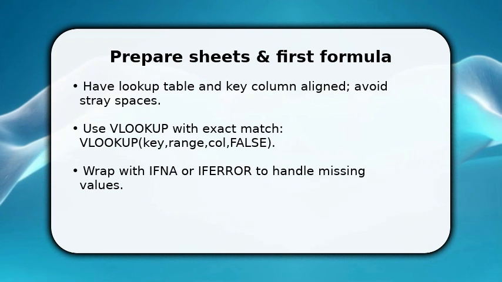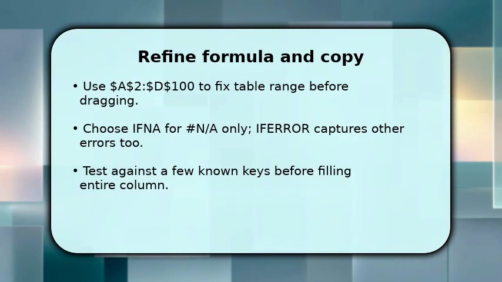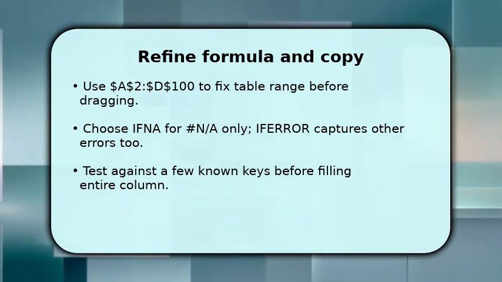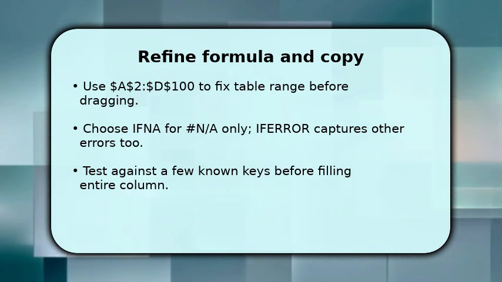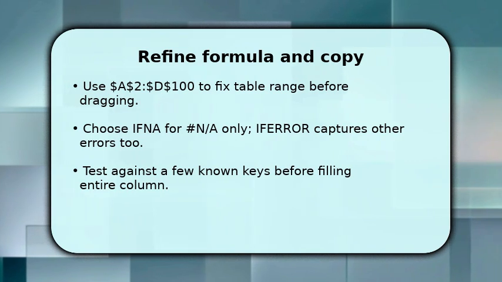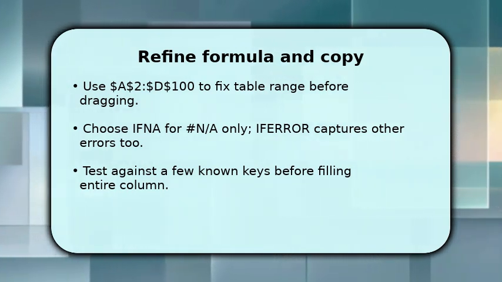You now refine the formula so it behaves across rows. Replace the range with absolute references like $A$1:$D$100, and confirm the column index is correct. Because IFNA only catches not available errors, use IFNA if you want to preserve other error signals. Use IFERROR if you prefer a blanket replacement.